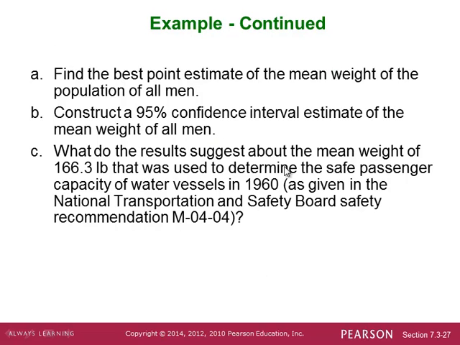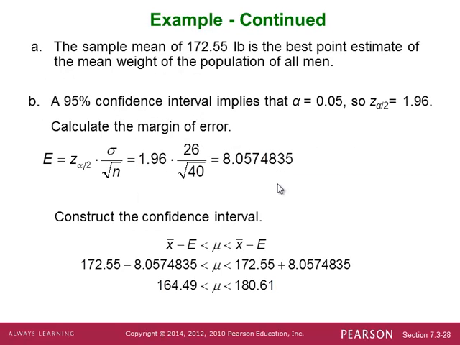What do the results suggest about the mean weight of 166.3 pounds that was used to determine the safe passenger capacity of water vessels in 1960? All right, so first, the sample mean is the best point estimate of the population mean. And that was 172.55 pounds.